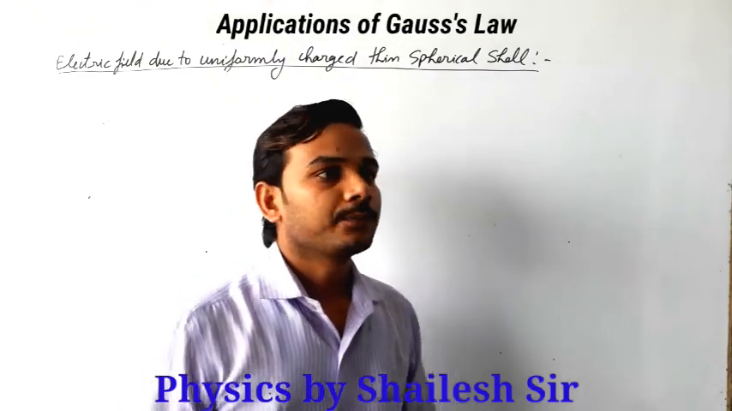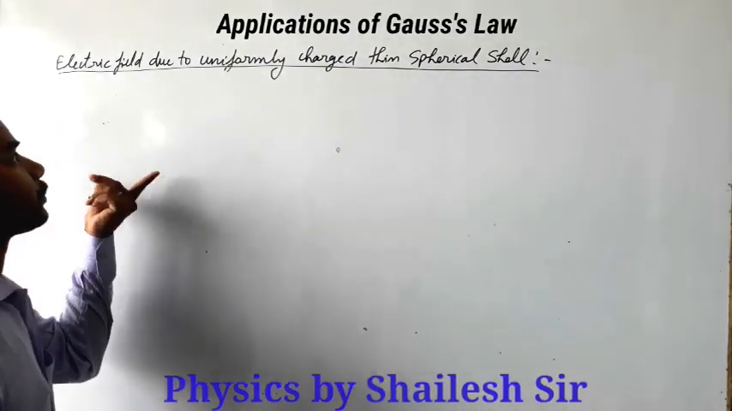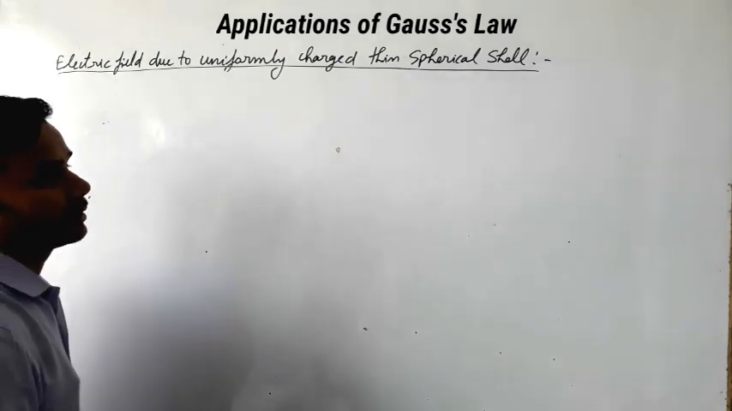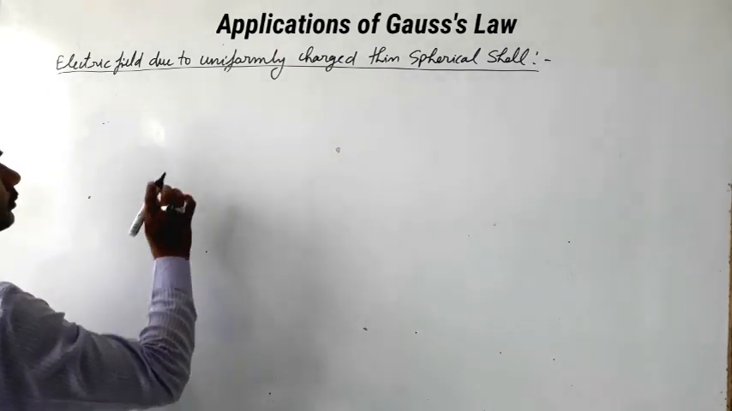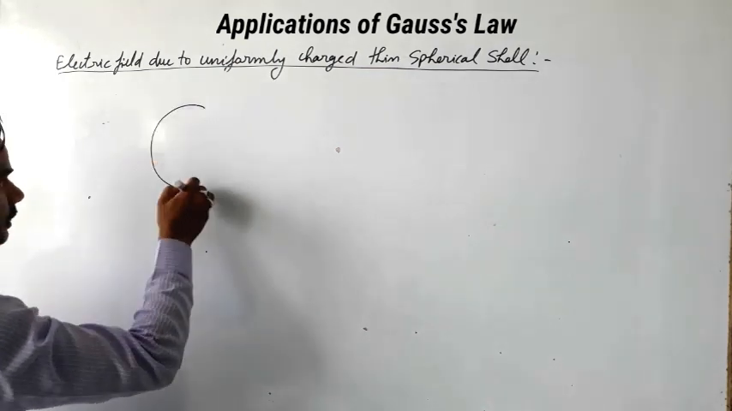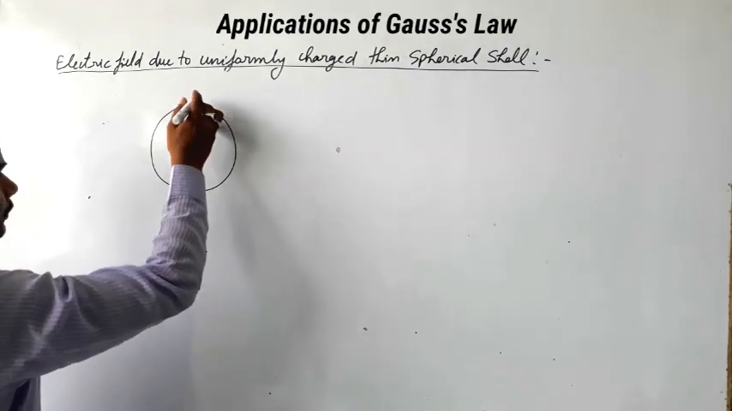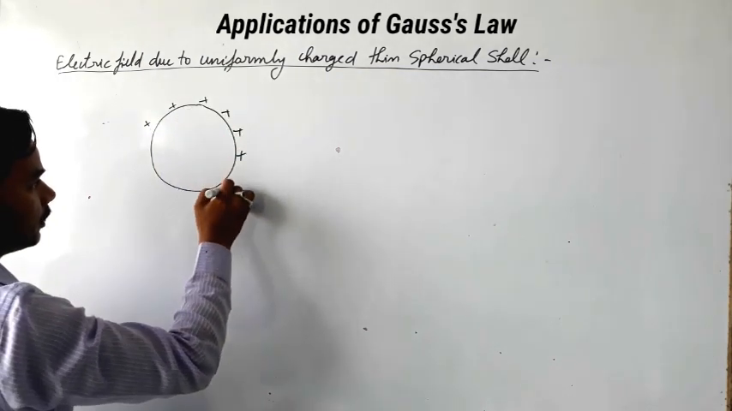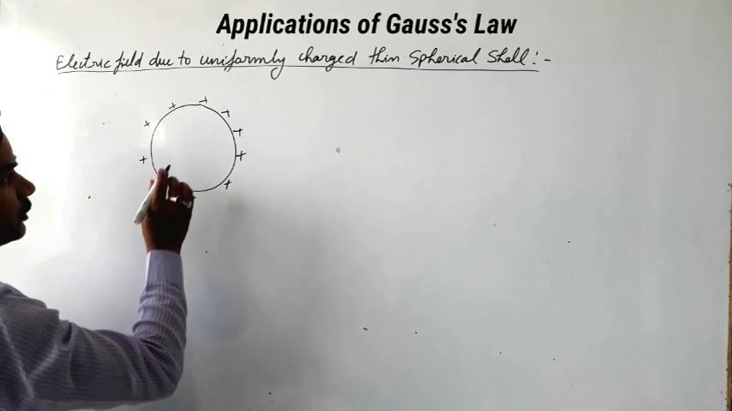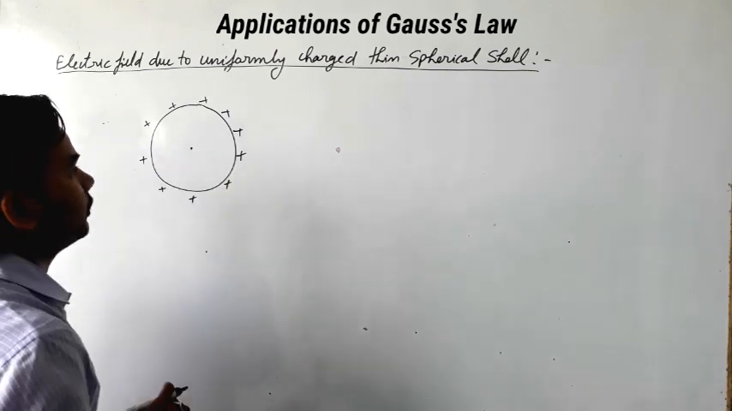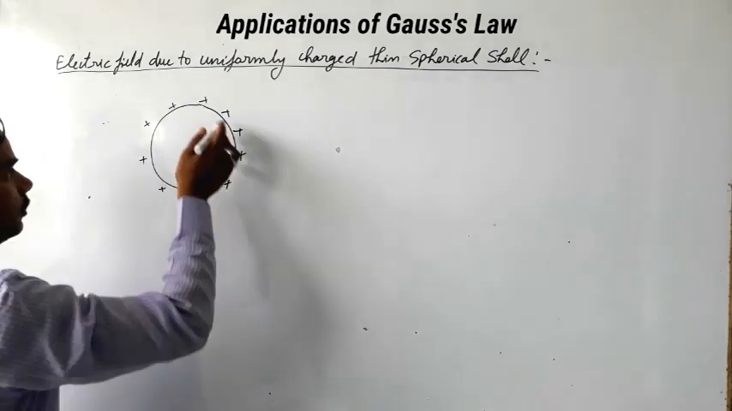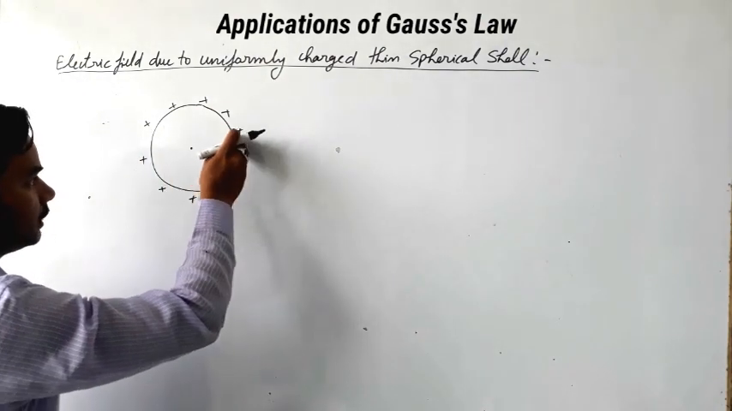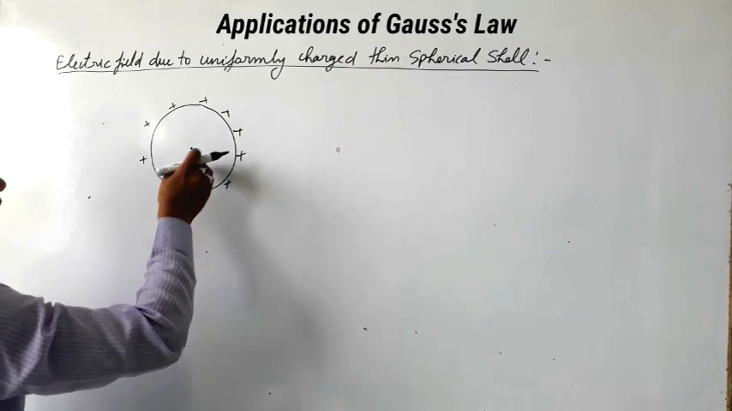Okay, so we will start with the electric field due to a uniformly charged thin spherical shell. Here we will consider a thin charged spherical shell in which charge q is distributed over its surface uniformly. We have to calculate the electric field due to this spherical shell at the outer side of the shell, at the surface of the shell, and inside the shell.